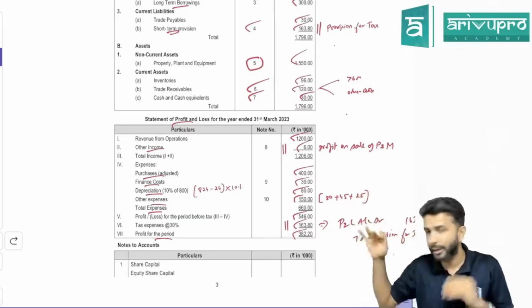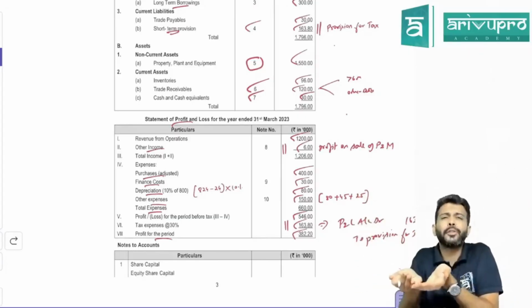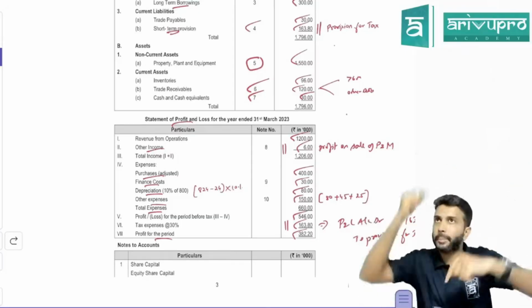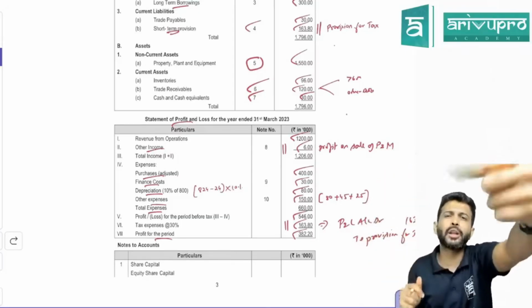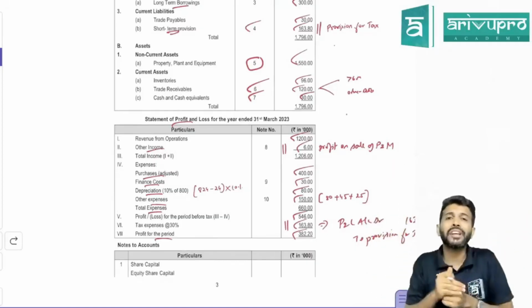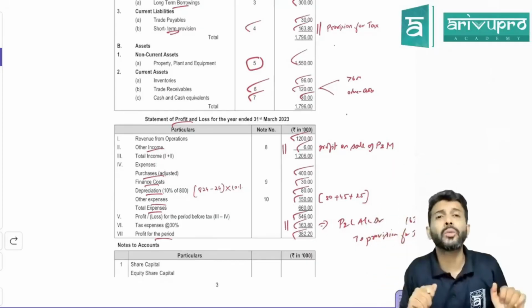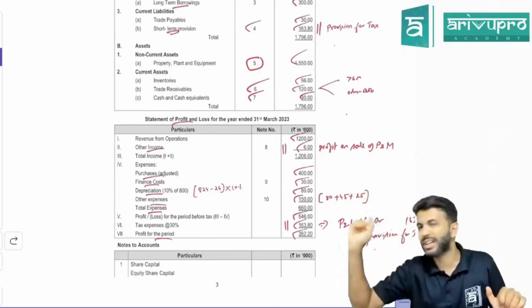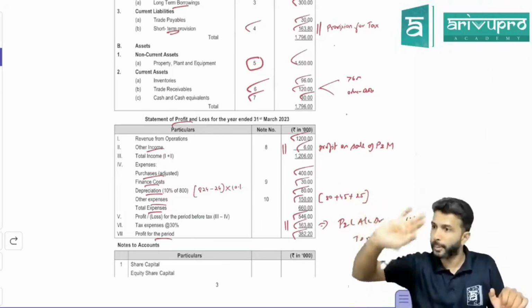Start your P&L notes and prepare your P&L. Once you know the current year profit, you can close the balance sheet. In the balance sheet, note number 1 is for share capital, note number 2 is for reserves and surplus, note number 3 is for long-term borrowings. If the balance sheet ends at note number 5, the P&L notes will start from note number 6. Is that okay? Prepare in this format.